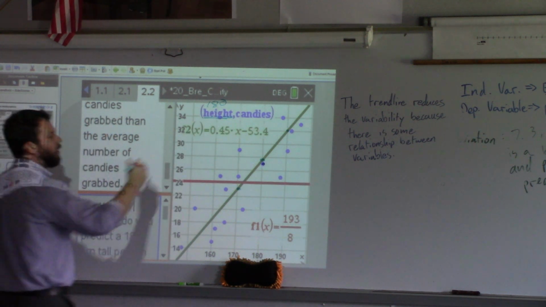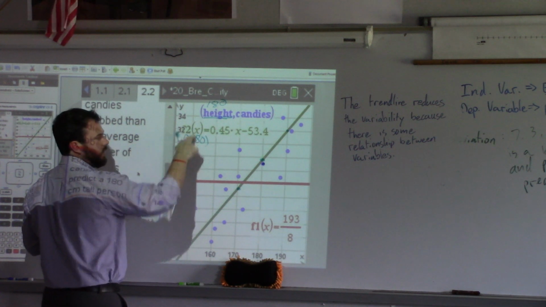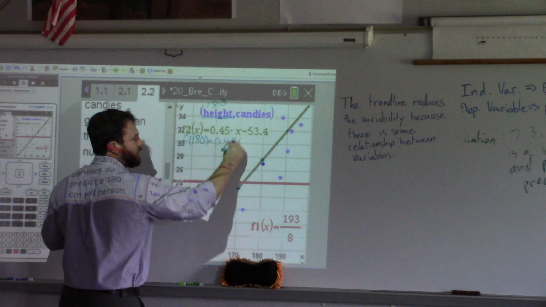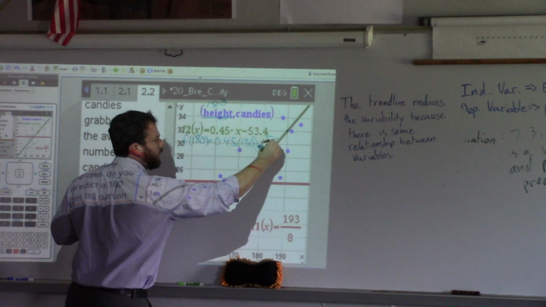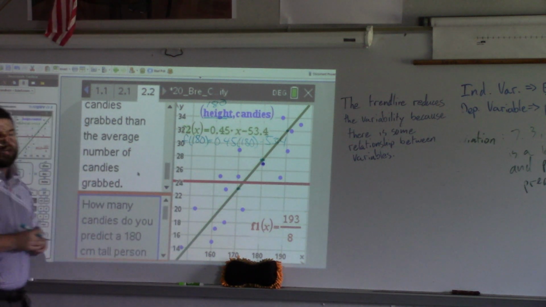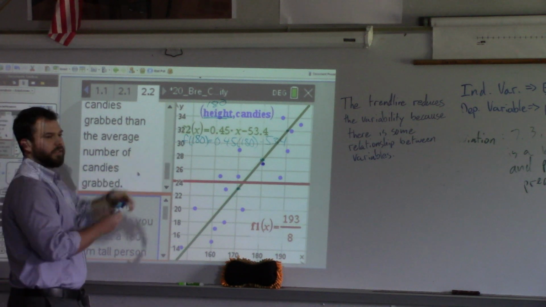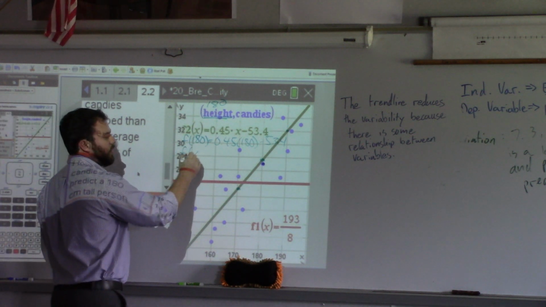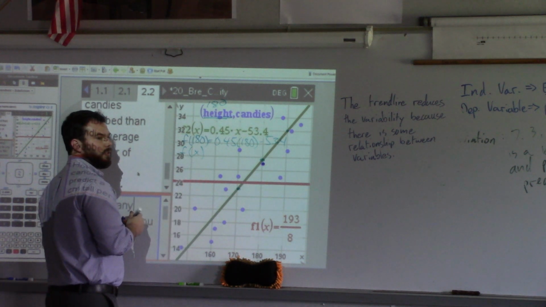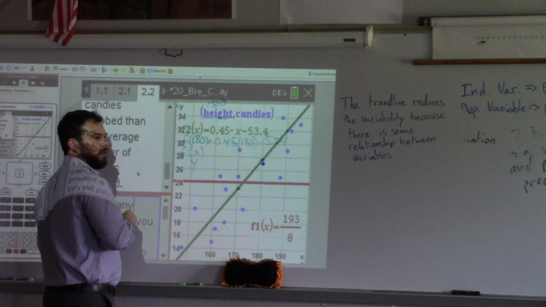That's it. So, f of 180, notice how that's substituted in for X, is equal to 0.45 times 180 minus 53.4. I need everyone to pick up a calculator. I need you to figure out what we expect someone 180 centimeters tall to grab. So how many candies do we expect someone 180 centimeters tall to grab? Remember, f of x, it's not multiplication. When we say f of x, that's the function based on the independent variable x. That also is just the same thing as y. How many?